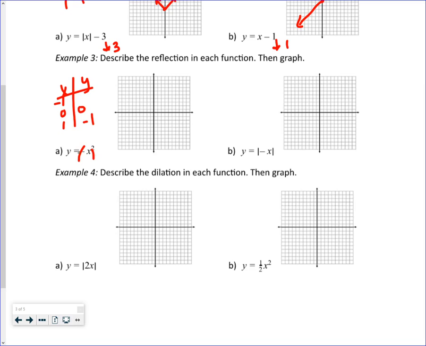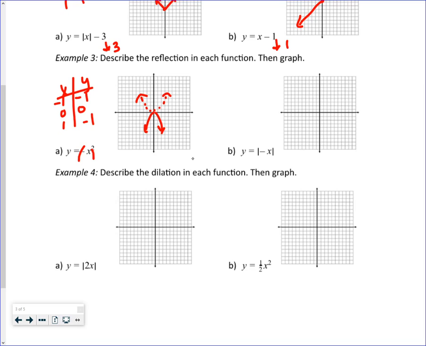Positive 1, with a negative still in the front. So if you really freak out on a test or quiz and you can't remember which way it flips, you could do a t-table really quickly, but that's not the goal in the end, okay? So I'm just going to have 0, 0, 1, negative 1, and negative 1, negative 1. It's the exact graph. This is the parent graph right here, okay?